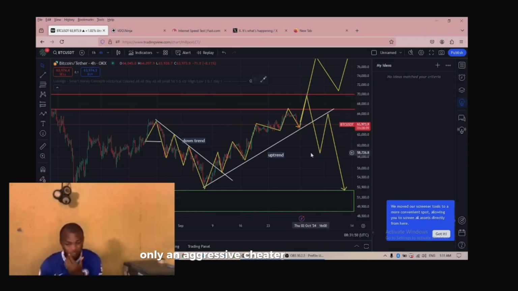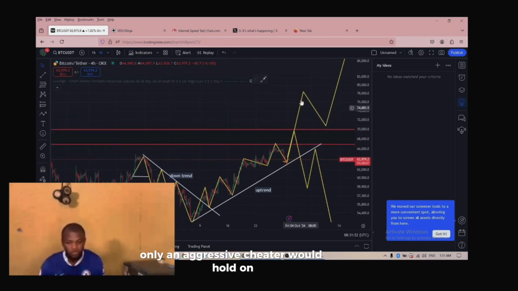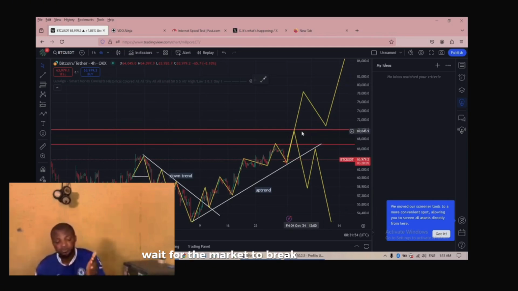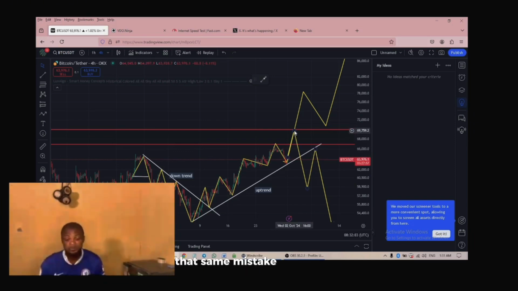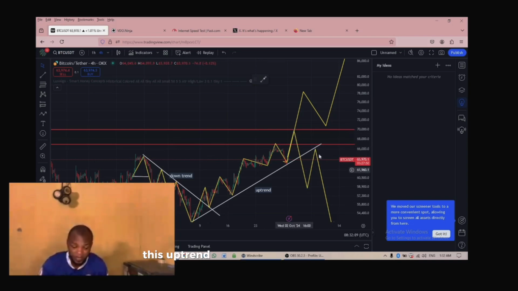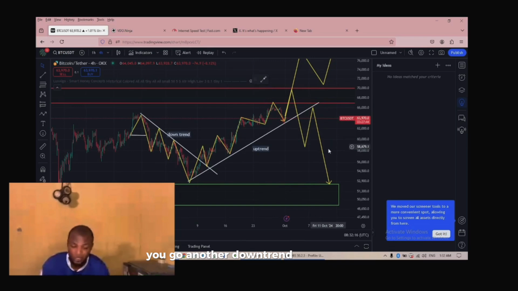Only an aggressive trader would hold on, wait for the market to break this resistance zone, then they want to keep on moving. And also an aggressive trader can make that same mistake of waiting, and instead the trend breaks, I mean this uptrend gets broken, and you understand, we go into another downtrend one more time.